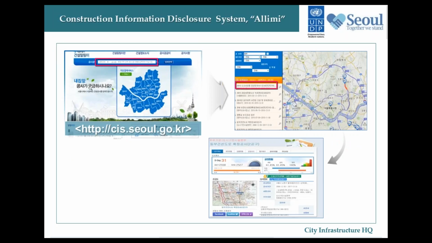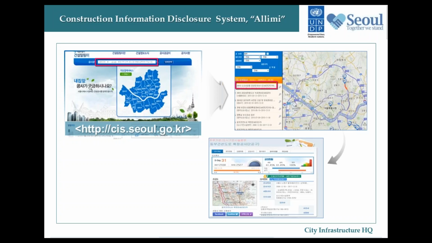Seoul's construction information disclosure system, or Allimi, which means to inform or to notify in Korean, allows citizens to access real-time information on Seoul's public construction projects through an automatic information transmission linkage with One PMIS, as well as with related e-governance systems in Korea. It brings transparency to the construction administration processes and enables the realization of the citizens' right to know.